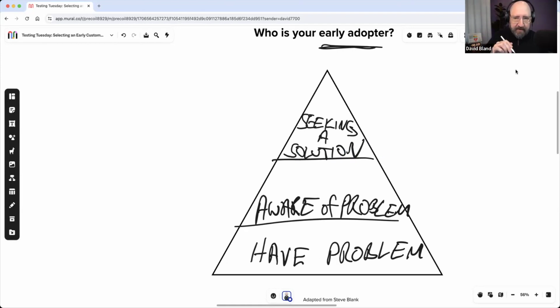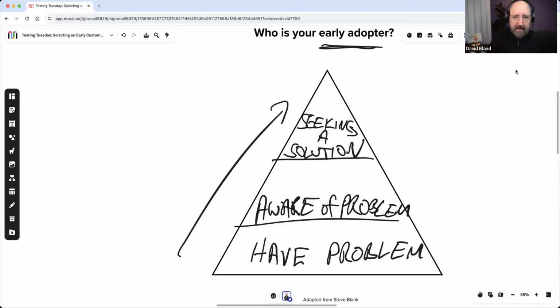So when you think about going up this pyramid, when you talk about your early adopter, ideally you want somebody that has the problem, they're aware they have a problem, and then they're actively seeking a solution to that problem. Right? So this is one way I start to coach teams, whether it's B2B or B2C or software, hardware, services, or whatever kind of company I'm working with. I'm trying to get them in this mode of thinking. How many people have this problem? Do we know that they have the problem? How many people are aware that they have the problem? And then how many of them are actively seeking a solution to that problem?